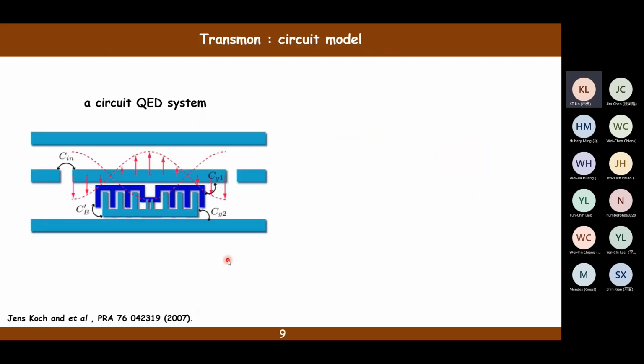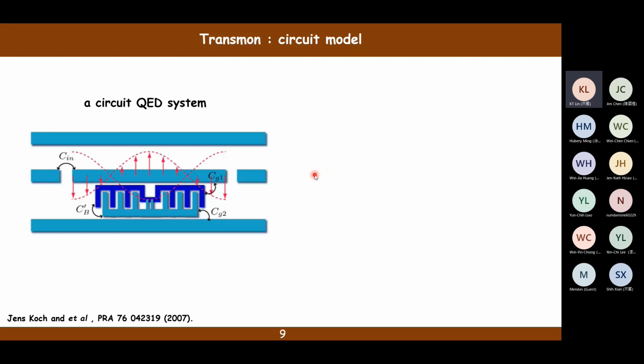So now we know the system we are considering is the terminated transmission line. Then I'm going to talk about our artificial atom. In our setup, we use the artificial atom called the transmon. In the following, I will introduce the concept of the transmon.